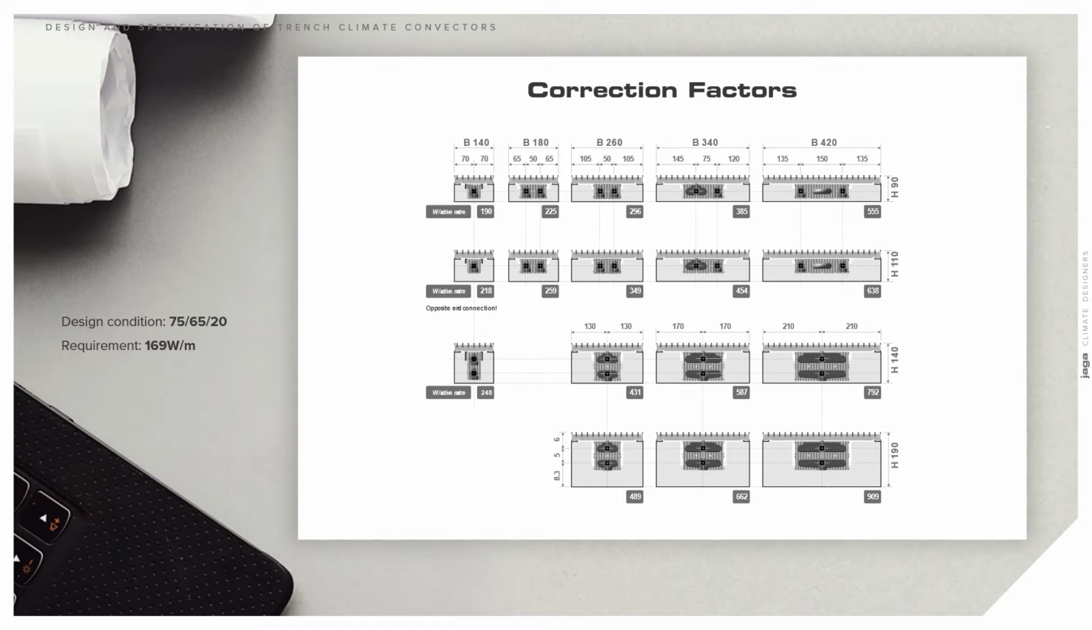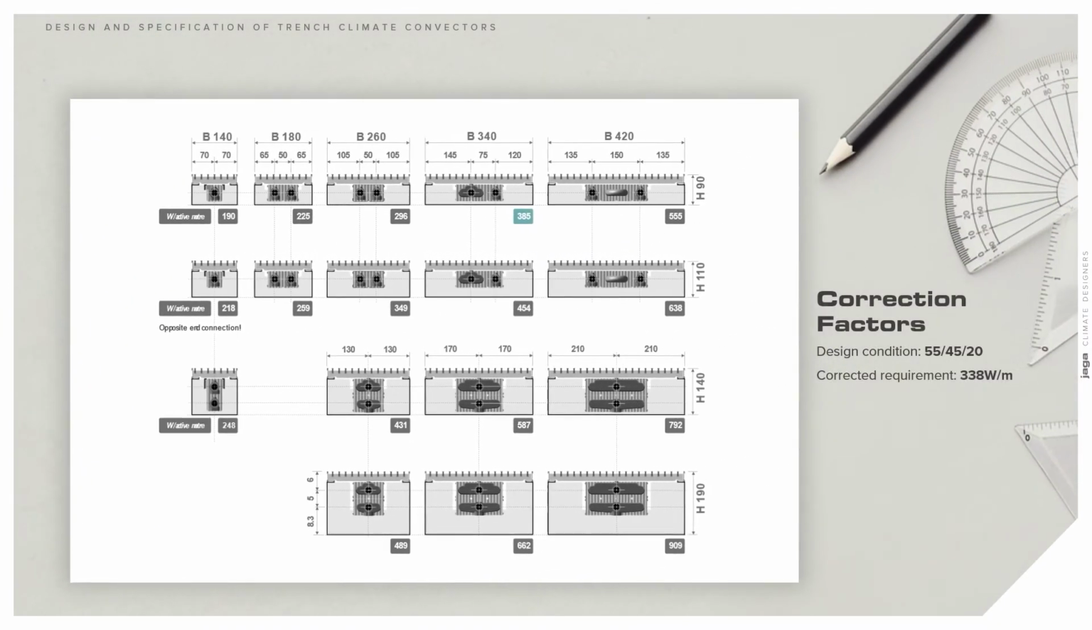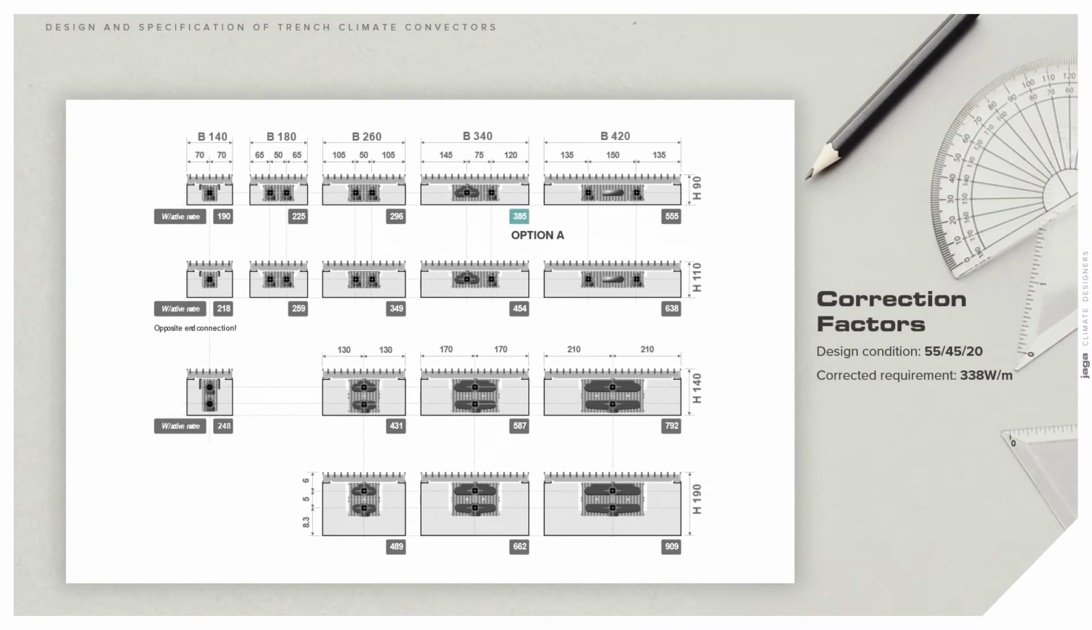From the matrix, you can see that there are two possibilities. A unit with a height of 90 mm and a width of 340 mm will provide 385 watts per meter, or 192.5 watts per meter at 55-45-20.